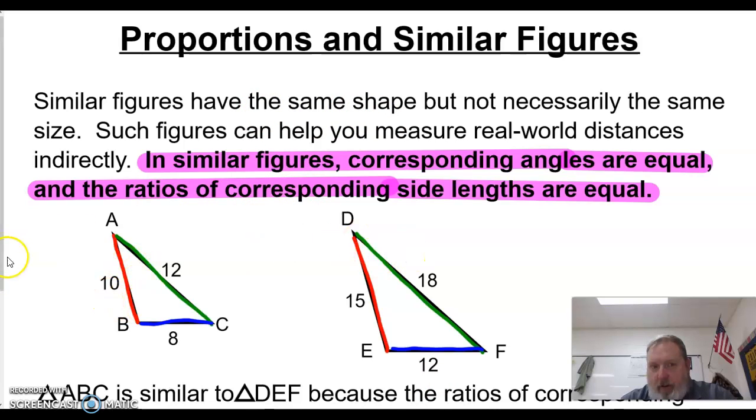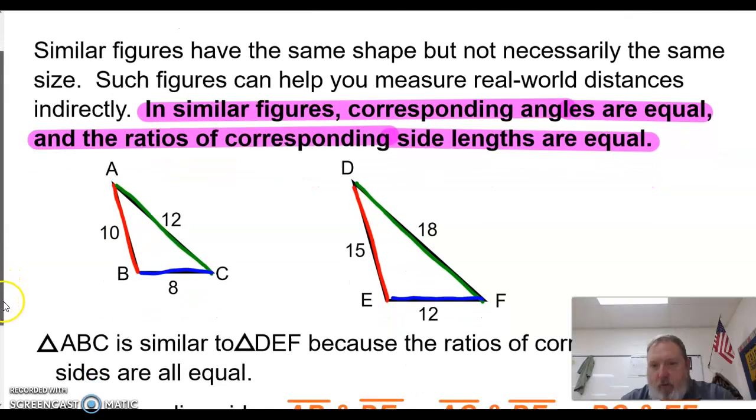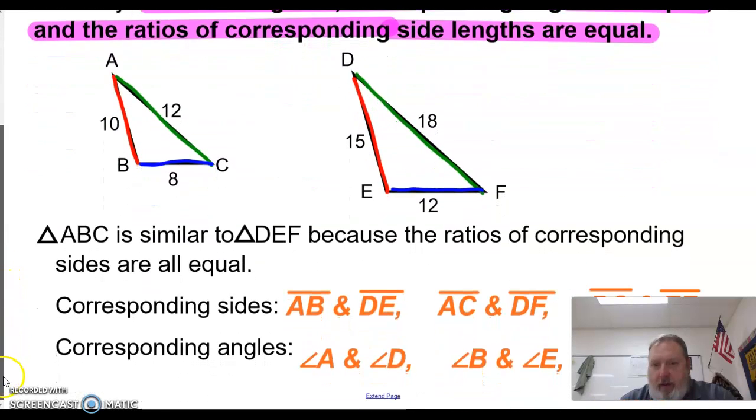They have a proportion between the sides. In this case, the bigger triangle is 1.5 times bigger. And then the corresponding sides, you can see they match up, they're color coded, and then the angles match up as well. So we're going to be using this phenomenon today in our notes and in our homework.